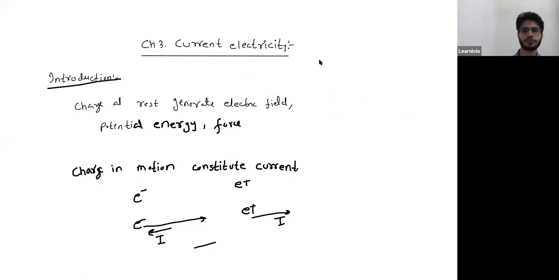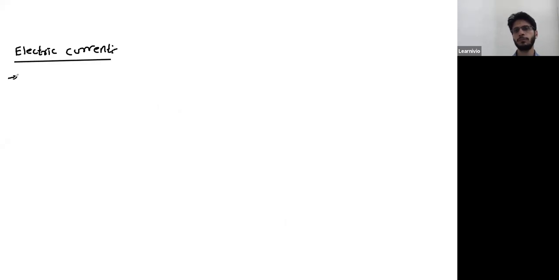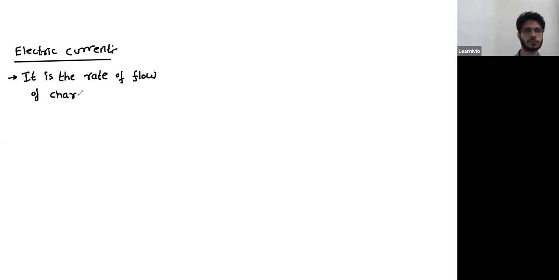Electric current. So electric current is simply the rate of flow of charge. The rate of flow of charge is known as electric current.